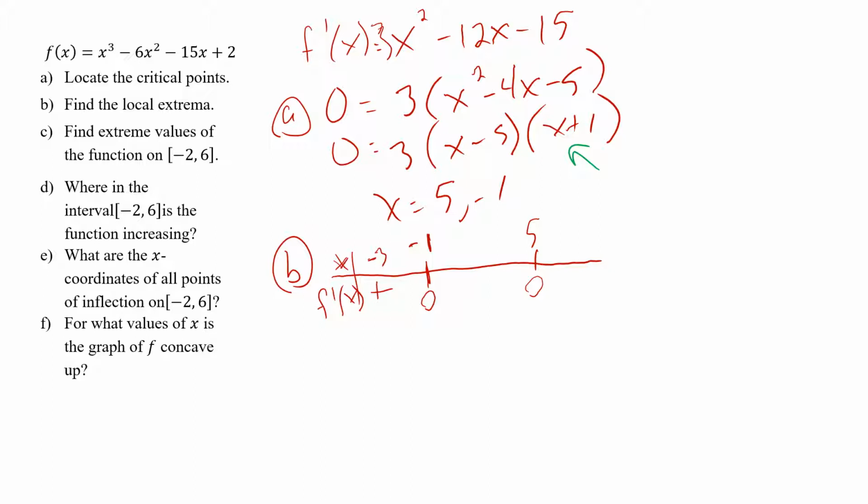Let's plug in a number in the middle, like 0. Let's see, positive, negative, and positive, because 3 is always positive. 0 minus 5 is negative. 0 plus 1 is positive. Positive times a negative is negative. And then plug in a number bigger than 5, like 10. Positive, positive, positive, multiply them together, you get positive.